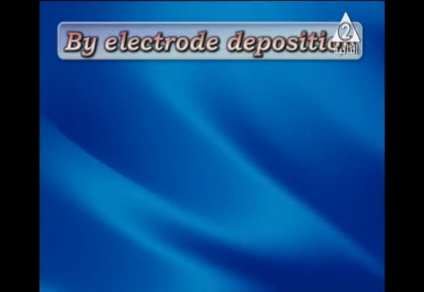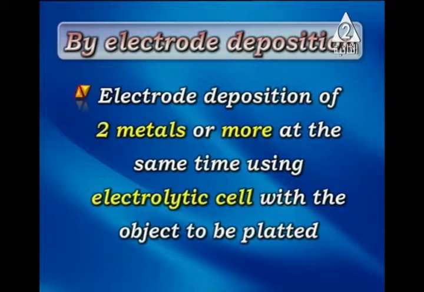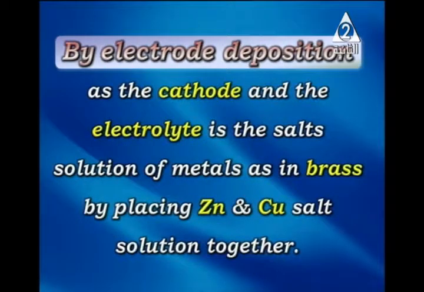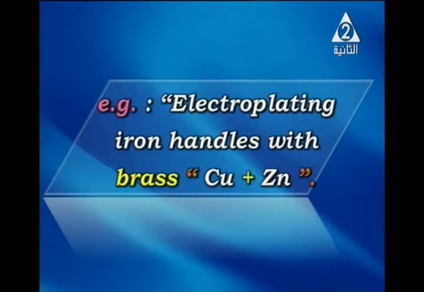The second way is by electrode deposition. Here, the electrode deposition of two metals or more at the same time uses an electrolytic cell, with the object to be plated acting as the cathode, and the electrolyte is a salt solution of the metals, such as in brass, where we place zinc and copper salt solution together to make the brass. So the example for making alloy this way is the electroplating of iron handles with brass, which is made of zinc and copper.